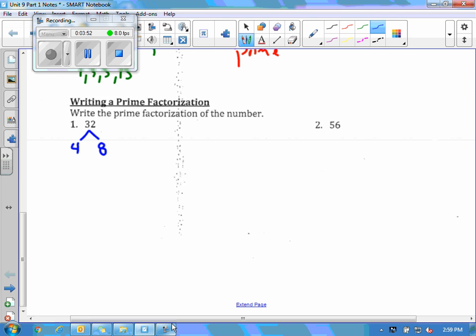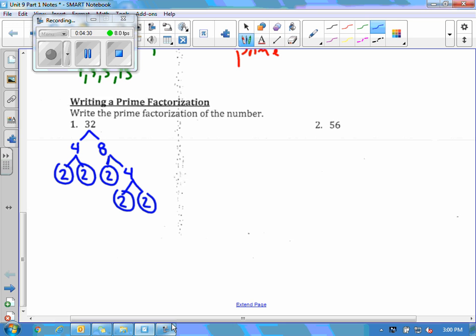Now, I'm going to keep my tree going until I hit prime numbers. So 4 and 8 are both composite. 4 I'm going to split into 2 and 2. 2 is a prime number, so I can circle it to let myself know I'm done there. 8 is composite. 2 and 4 can go into it. 2 is prime, so I can circle it. 4 is composite, so I have to keep going. So I break that into 2 and 2. Once all of my bottom numbers, my farthest down numbers, are circled and prime, that's when I know that I'm done.